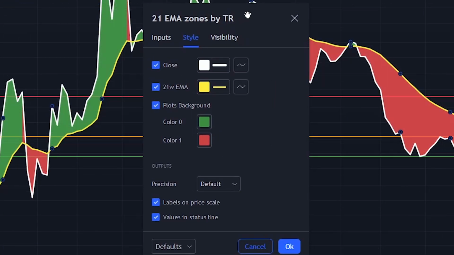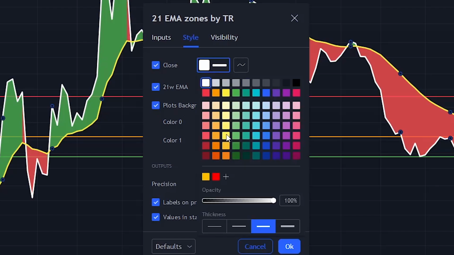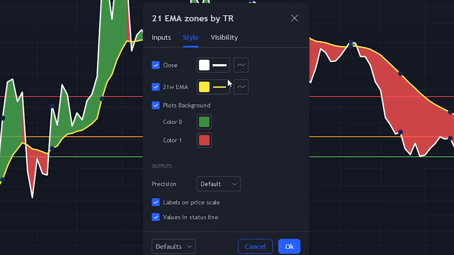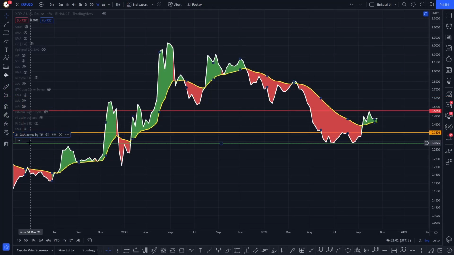I did post this on Twitter. So these are my settings. The close is white, the 21 week EMA is yellow, and then the plots, the background is green and red. And it really is that simple. I've just changed the width of these particular levels. I've customized it a little bit for my chart. So it's a great little indicator.